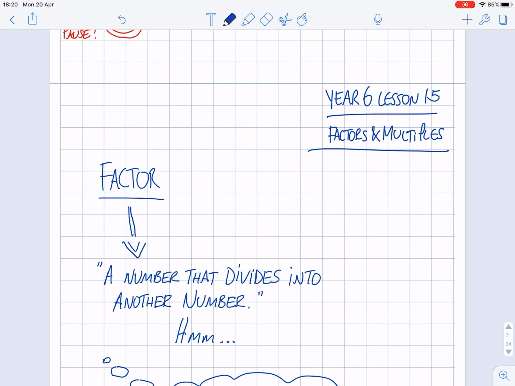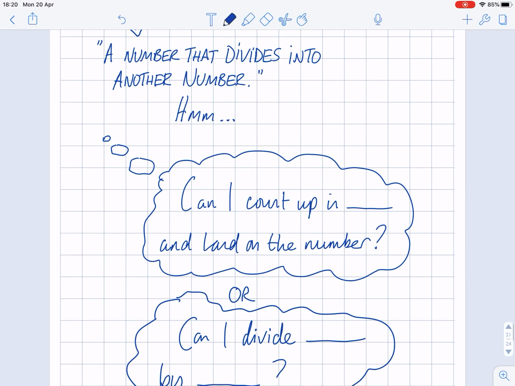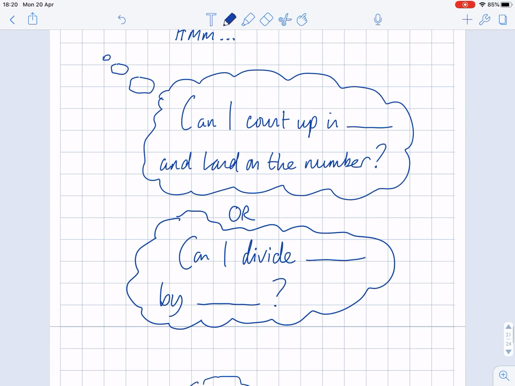So I went online and I found the definition of a factor, and that is a number that divides into another number. Now, okay, that's great, but it doesn't really explain it for me. So I've got two speech bubbles here, which might help, and it's the way I think of it. So I've said, can I count up in something and land on that number, or can I divide by it?